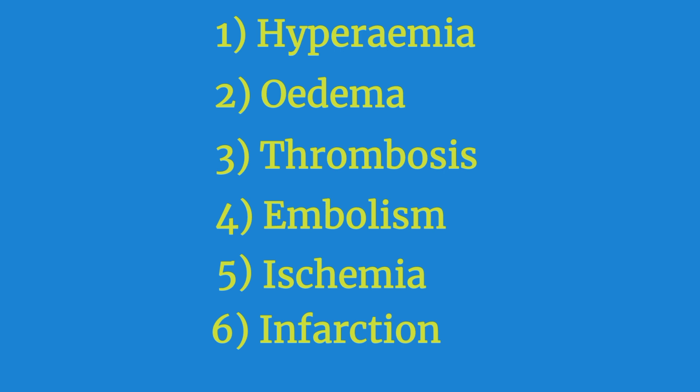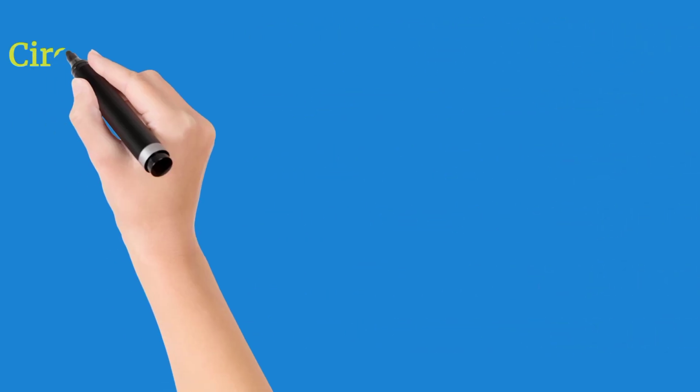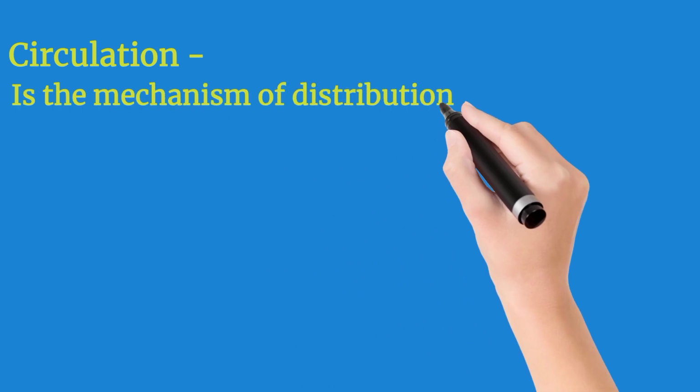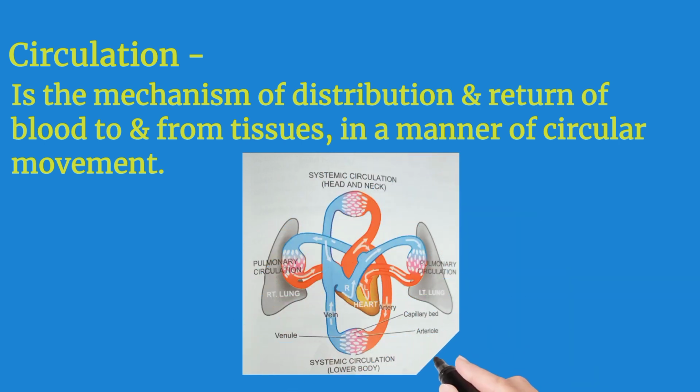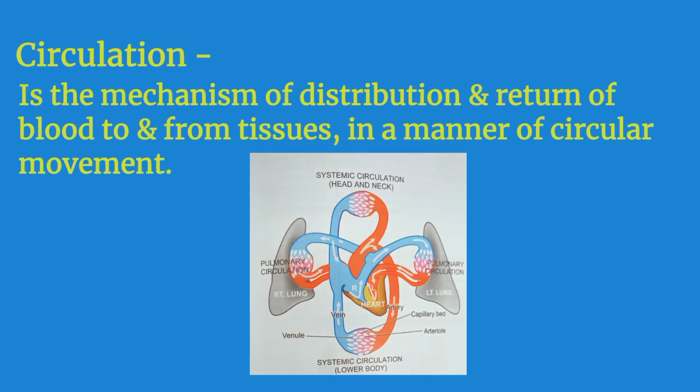But before we elaborate hyperemia, let's understand circulation. Circulation is the mechanism of distribution and return of the blood to and from tissues in a manner of circular movement. As you can see in the following diagram from the Mohan book. This diagram is important for exams, so you can draw this image.